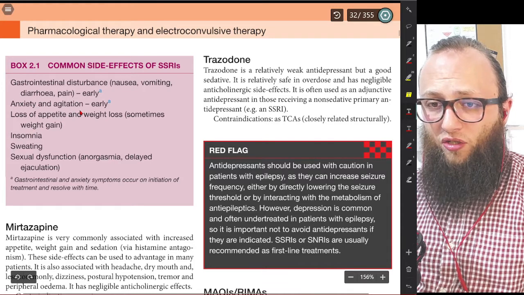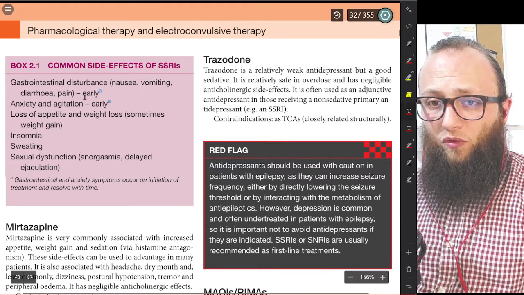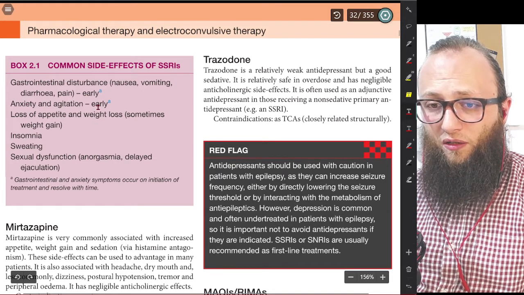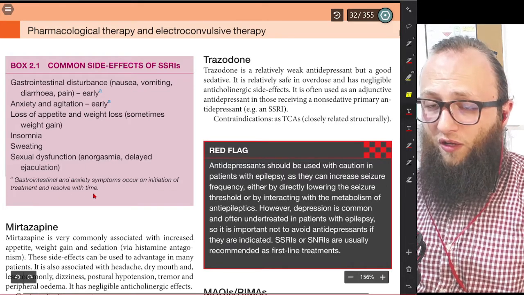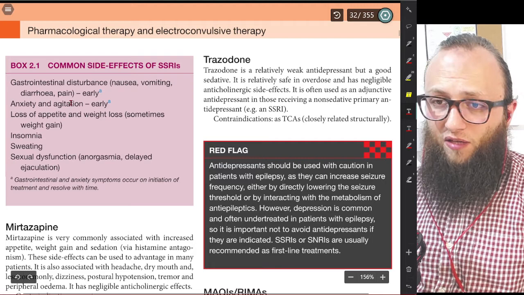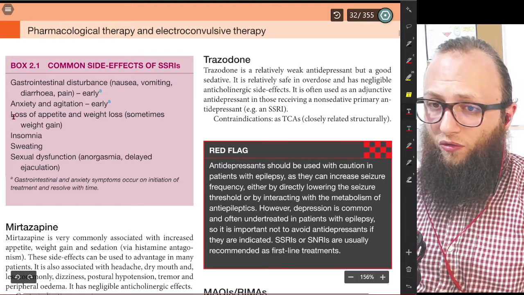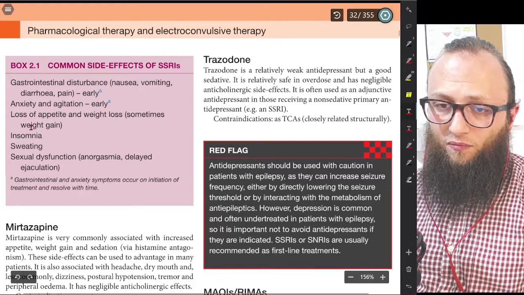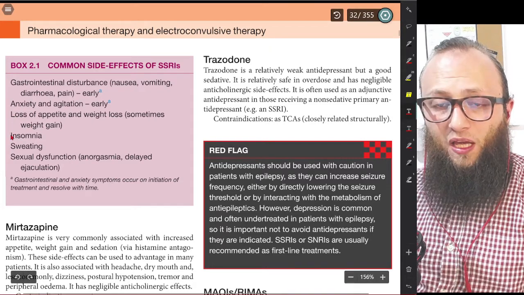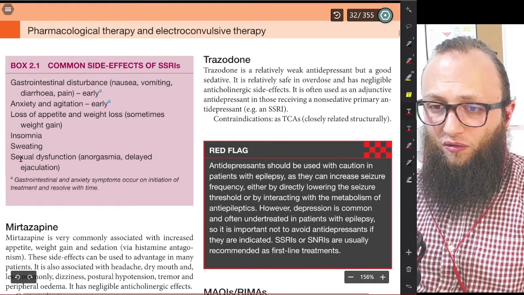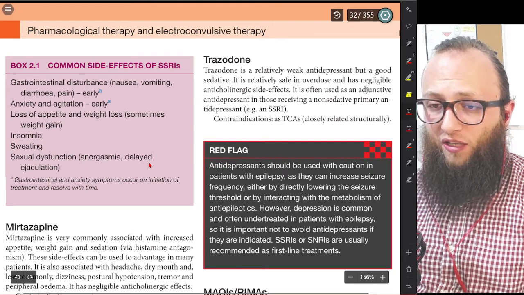Anxiety and agitation. These symptoms, GI disturbance and anxiety and agitation, are early. GI and anxiety symptoms occur on initiation of treatment and resolve with time. But we have other side effects. One of them is loss of appetite and weight loss, sometimes weight gain, but usually weight loss. Insomnia, sweating, sexual dysfunction like anorgasmia, delayed ejaculation.